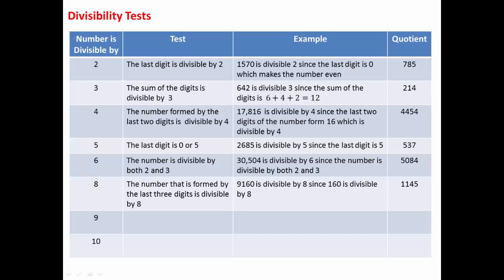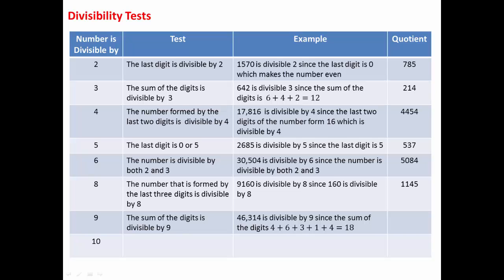A number is divisible by 9 if the sum of the digits of the number is divisible by 9. An example of this one is 46,314. This number is divisible by 9 since the sum of the digits is equal to 18. 18 is divisible by 9, therefore the number itself is divisible by 9.